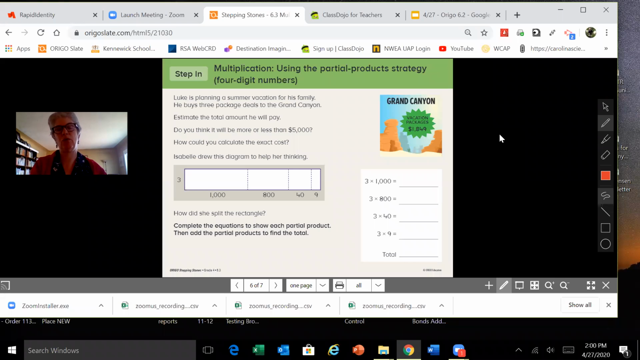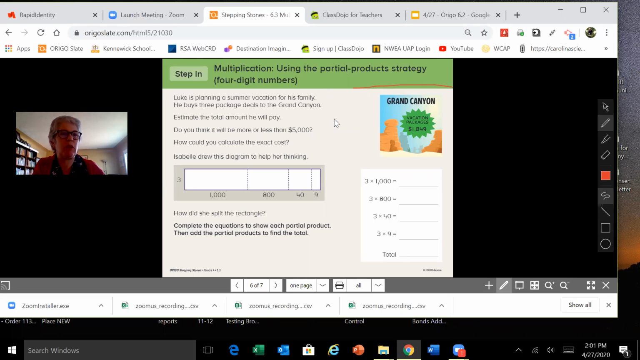Okay, kiddos. So today I have a sheet that we would normally be doing in our Origo journal, and I'm going to do it with us. And then we'll practice a bit, and then you'll have a little bit to work on in your math journal. So if we look at this, this is a continuation of what we were doing the other day. It says multiplication using the partial product strategy, or another way of saying this is an array. So let's look at our problem.